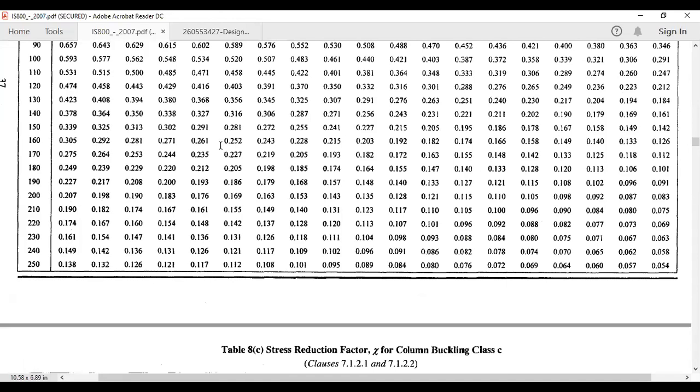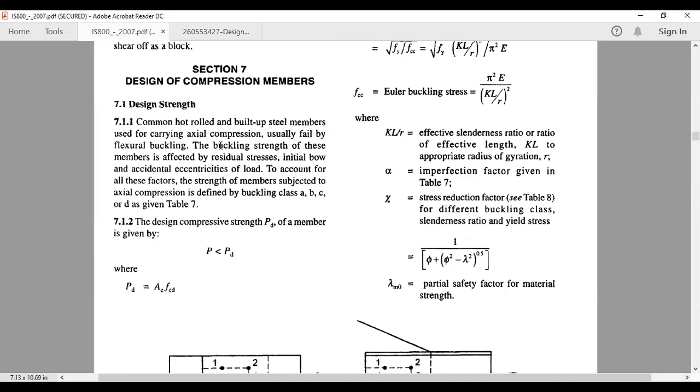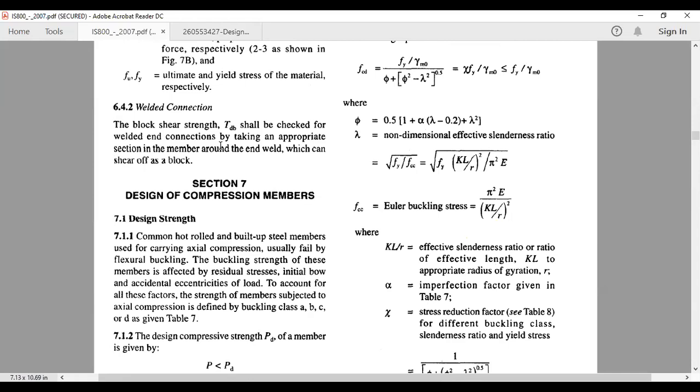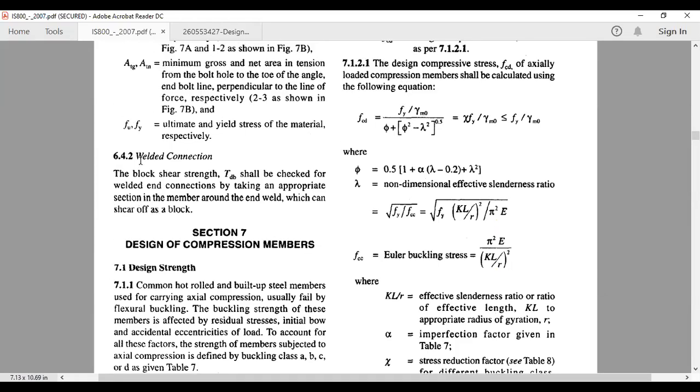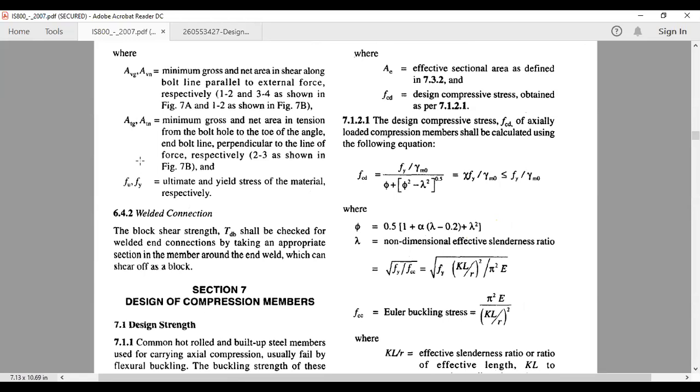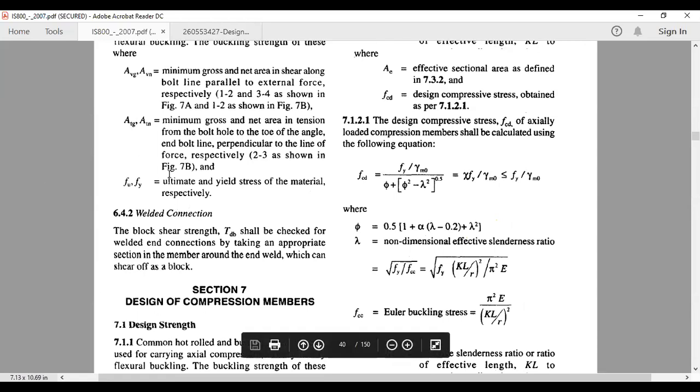Because the expression takes a lot of time, we'll not do that. So this can be done only when you have double angle sections. Okay, when you have concentric loading, when it is a double angle section, it will be loaded concentrically. So this is the case when you have double angle sections.